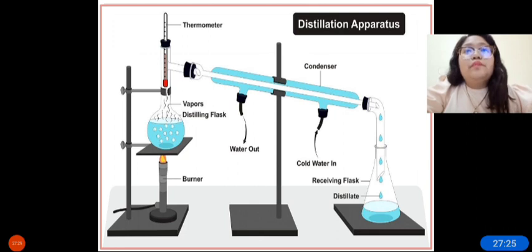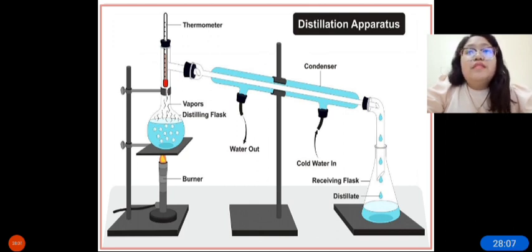Distillation actually involves two stages, the evaporation and condensation. The mixture is heated to force components which have different boiling points into the gas phase. The vaporized components then pass through a condenser where they are cooled and returned to their liquid state. As depicted in the distillation apparatus, you can see the distilling flask which contains the liquid mixture to be purified. It is heated by a burner, causing the liquid to vaporize.